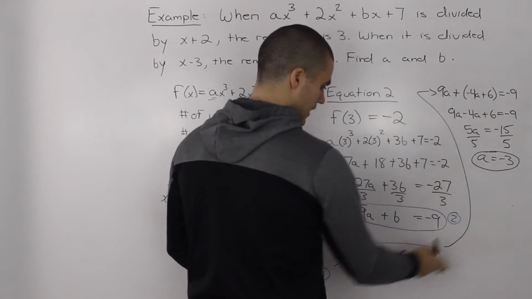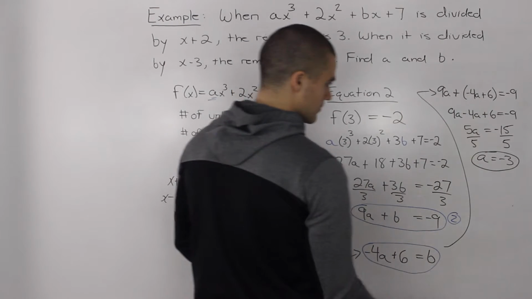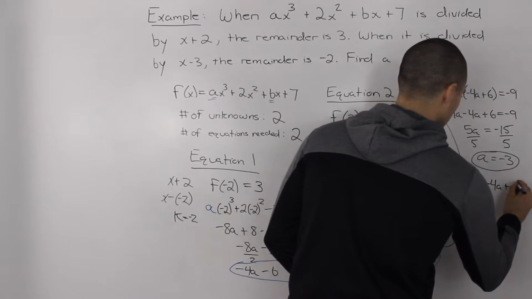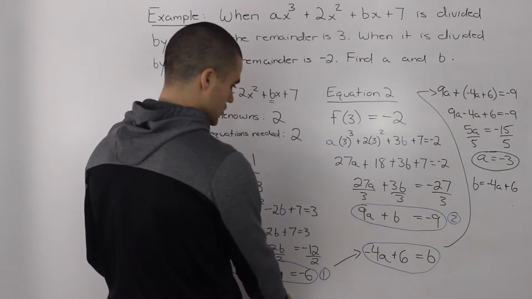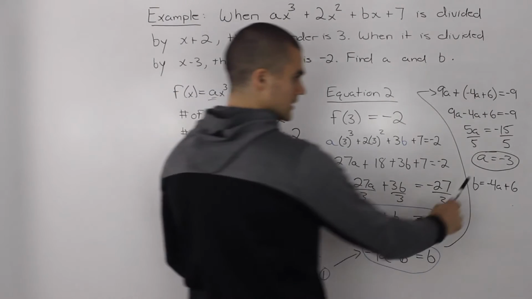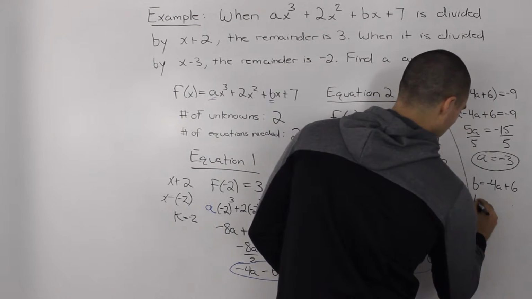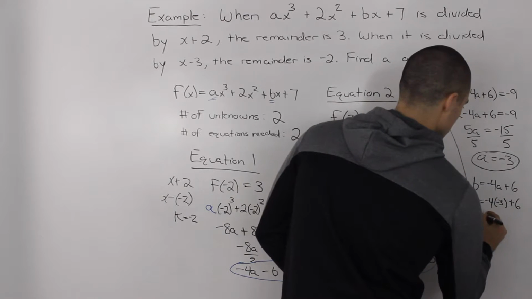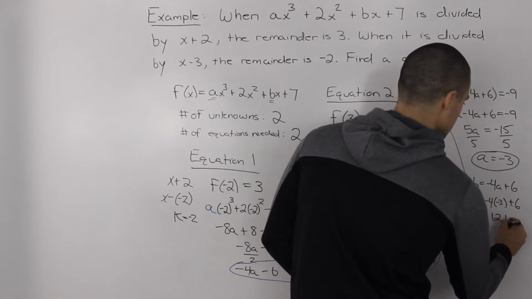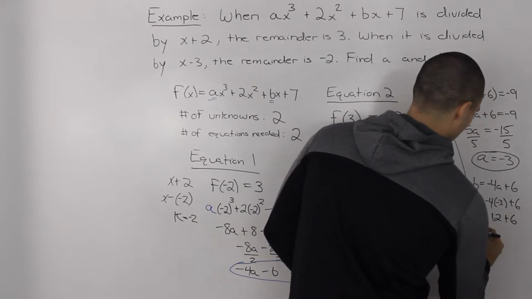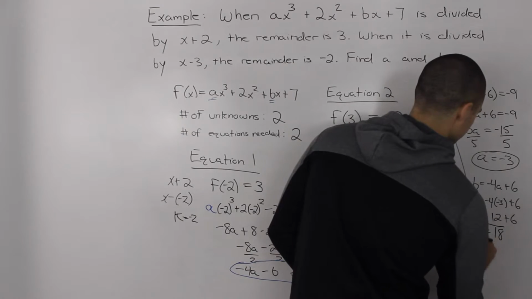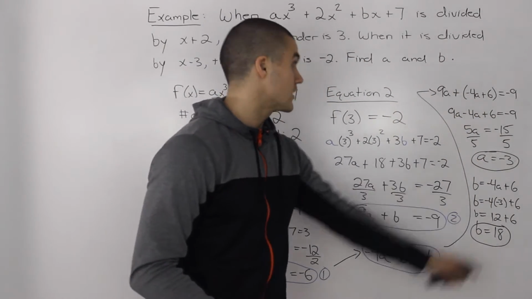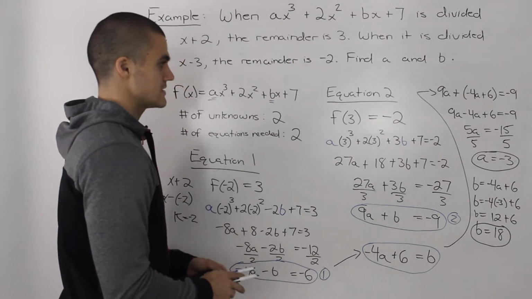And then I'm going to take this a value and plug it in here to solve for the b value, because we know b is equal to negative 4a plus 6. We got that from equation 1 when we isolated for b. So taking this negative 3, plugging it in for a, plus 6, so we would have 12 plus 6, so our b value is 18. And those are our final answers. A is equal to negative 3 and b is equal to 18.